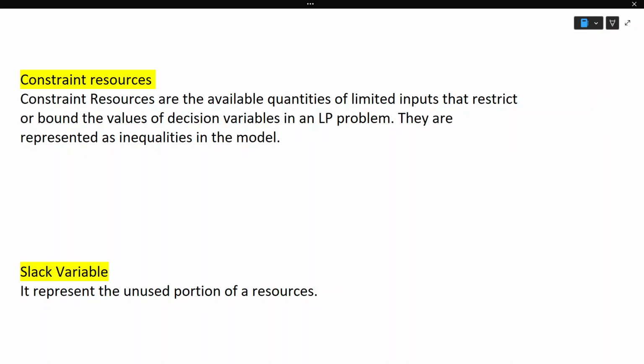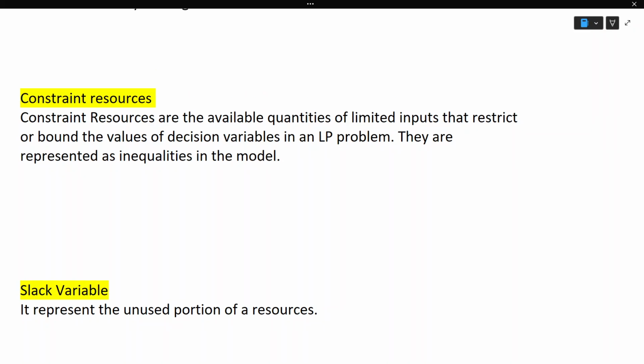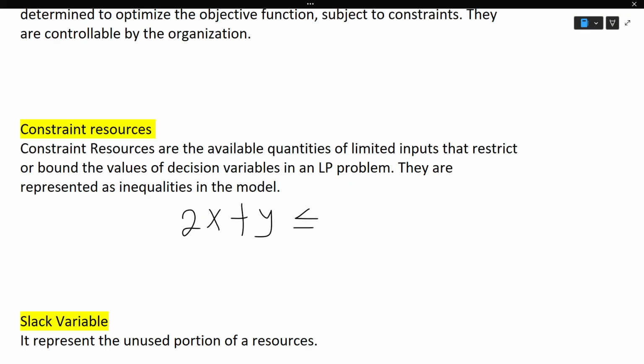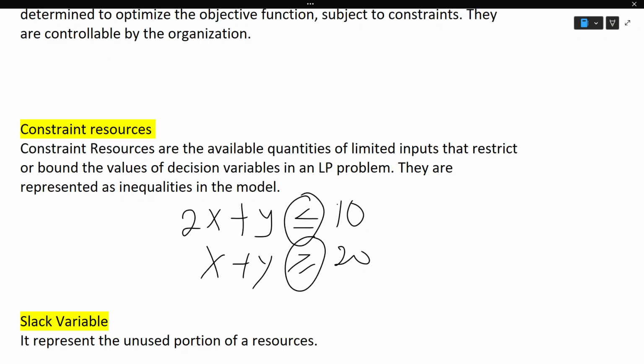So this is how you write the constraint. You normally see something like x plus y less than or equal to, or half x plus y greater than or equal to. You can also have equal to. So if we have these things, they are constraints.